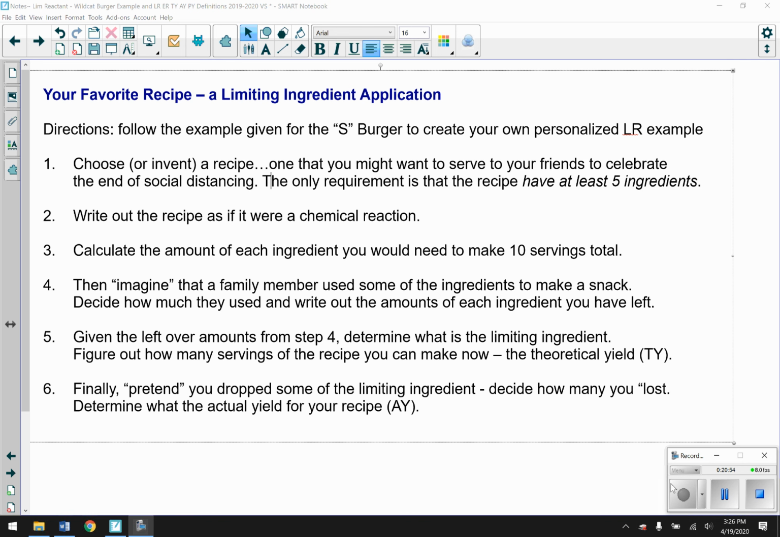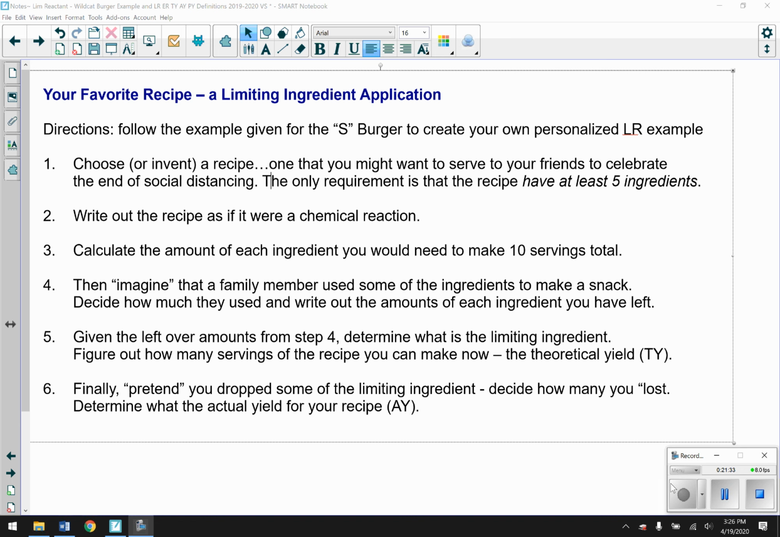Then, as I did in the S-burger example, write out that recipe as if it were a chemical reaction. Then calculate the amount of each ingredient that you would need to make 10 servings total, for you and 9 of your friends, and write those out as I did in the S-burger example. Then imagine that one of your family members used some of those ingredients to make a snack. You decide how much they ate and of what ingredients. And then you're going to write out the amount of ingredients you have left, and then determine what the limiting ingredient is and what your theoretical yield is now.